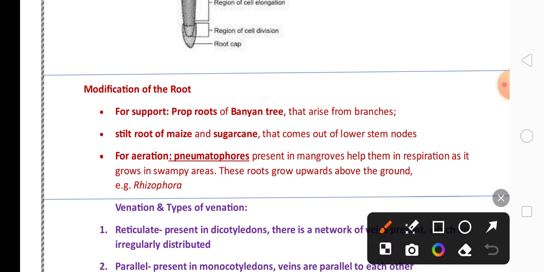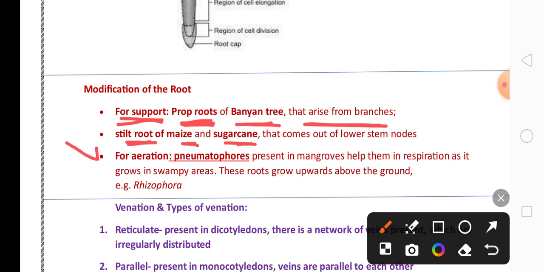Then in the modification of root, 1 mark questions they are going to ask. For example, in banyan tree we can find prop root, and these prop roots are meant for support and they arise from the branches, not from the radicle. They arise from the branches, prop roots. Then stilt root we can find in sugarcane and maize. They are also responsible for the support.